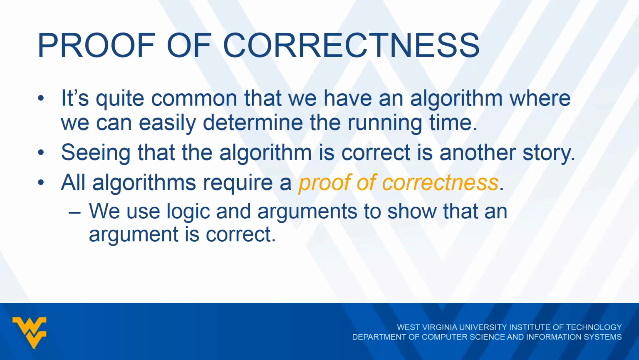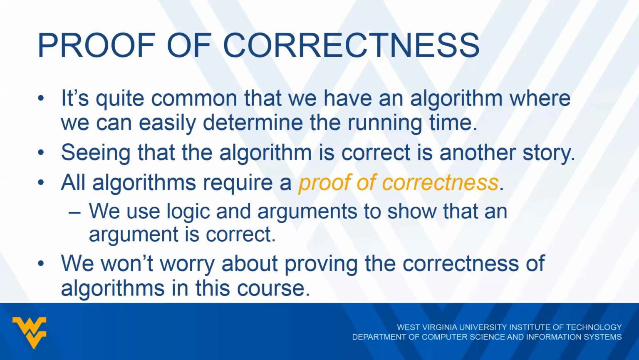Now for this class, we're not going to worry about proving the correctness of algorithms. There'll be other classes that you'll take that involve proof techniques, such as the discrete math class or the algorithms course, but we won't worry about doing that here. We'll just show you the algorithm and say it's correct. Maybe we'll explain a couple things to show why it's correct, but we won't give a formal proof of correctness.